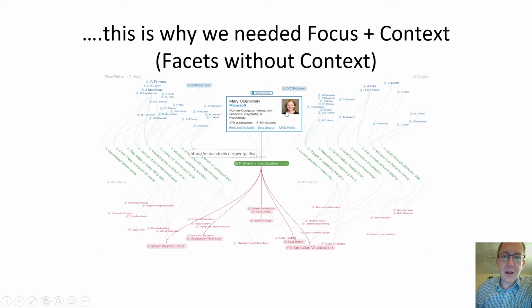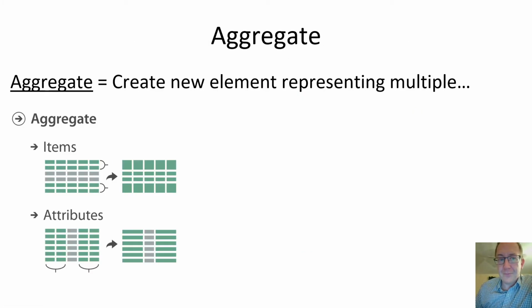And if I don't see where I am in the grand scheme of things, or how I got there, I can get lost. And that's why we do things like focus plus context later on. Okay, data aggregation. Let's just jump over to that, because I'm going a bit slower than I thought.